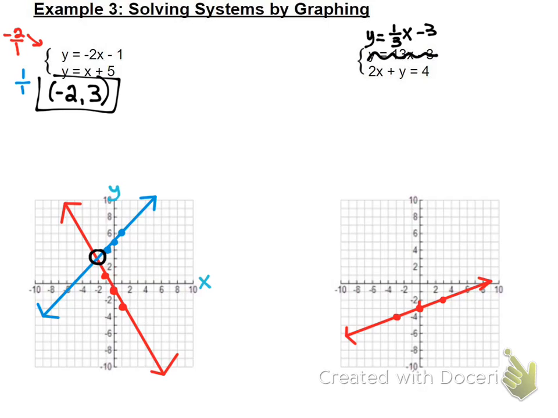Now, what's the problem with how this second equation is written? It's not in y equals, it's supposed to be. Yeah, it's not in slope-intercept form. So because it's not in slope-intercept form, what do we have the privilege of doing?